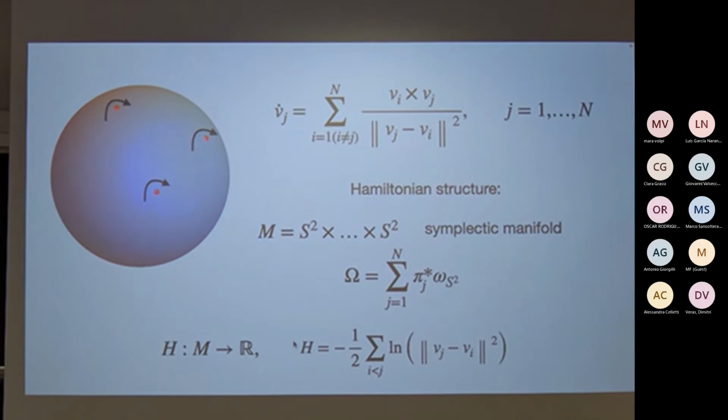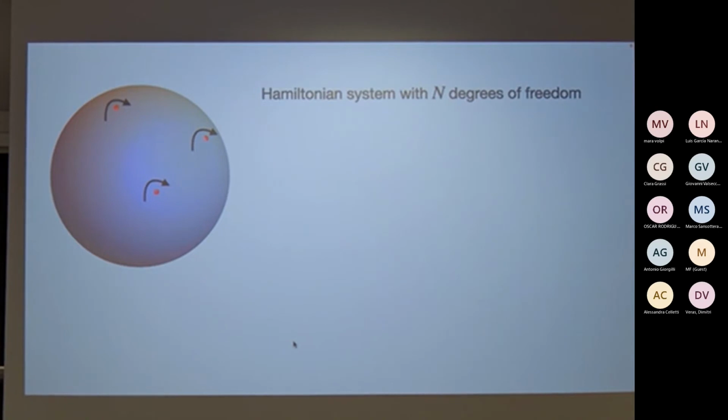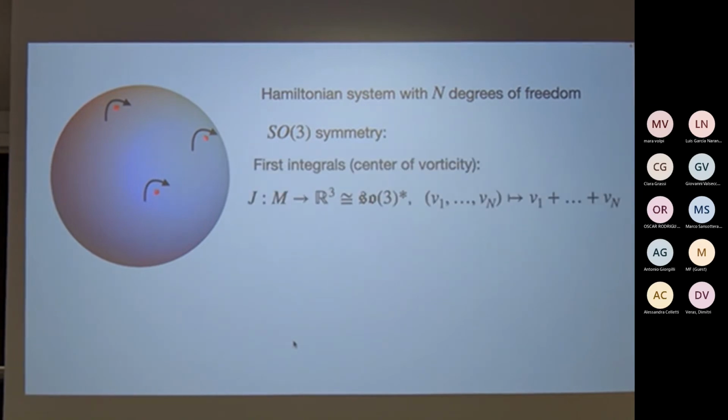So important thing here, the sphere is homogeneous, so a vortex does not interact with itself. So there's not a self-interaction. All of the motion is due to the presence of the other vortices. So this is a Hamiltonian system with n degrees of freedom, and there is a symmetry. So you put an inertial frame to see where the vortices are located, but the problem is independent of how you put this on. So there's a rotational symmetry, SO(3), and there are some first integrals, which is just an instance of Noether's theorem. The center of vorticity, so-called, is an integral of the motion.